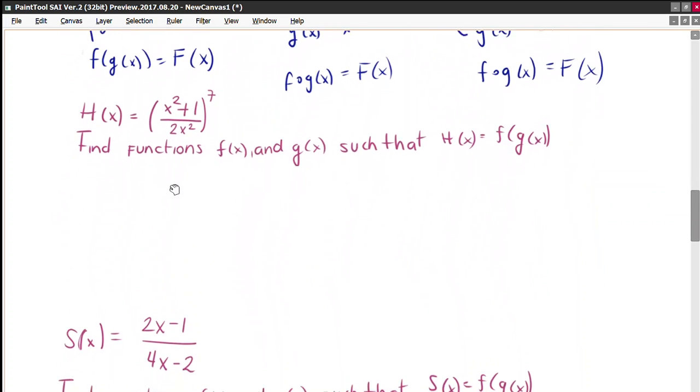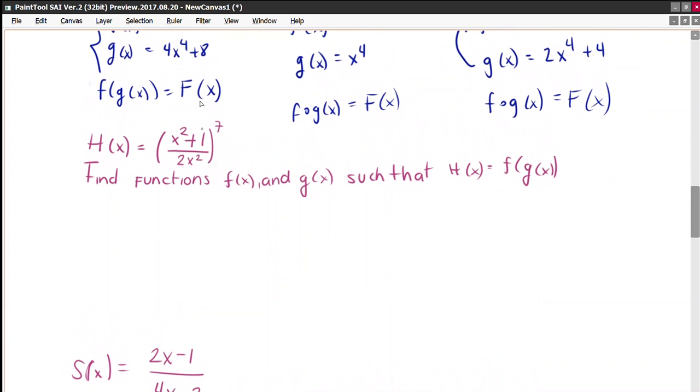Another example. For example, here we have something raised to the power of 7. That is like the outermost function, the big picture function. So we could choose that the f function is something raised to the power of 7. If we choose that, we only have to see what do we have to plug into that x to make this original function h. So G should be x squared plus 1 over 2x squared. Thus, if I plug G into f, I'm going to find the original function h of x.